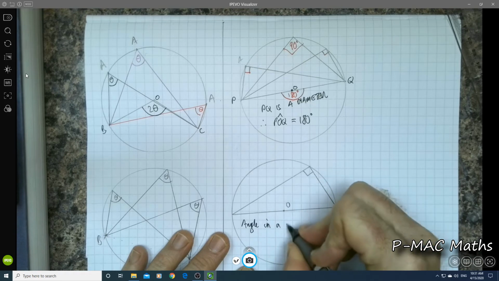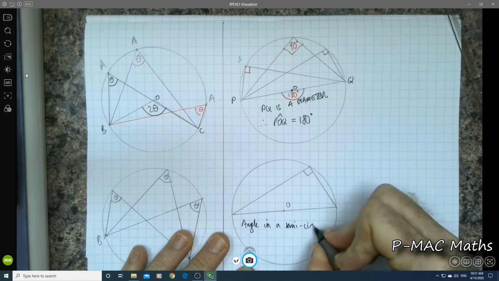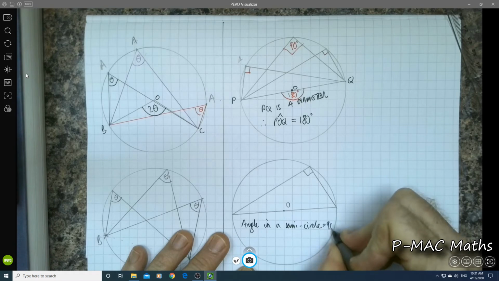Angle in a semicircle equals 90 degrees.